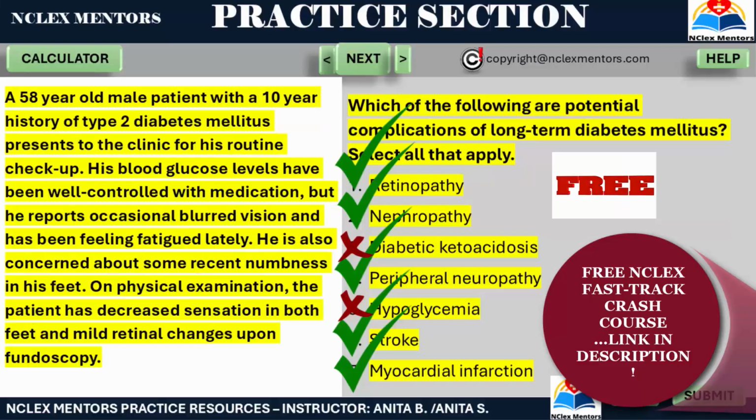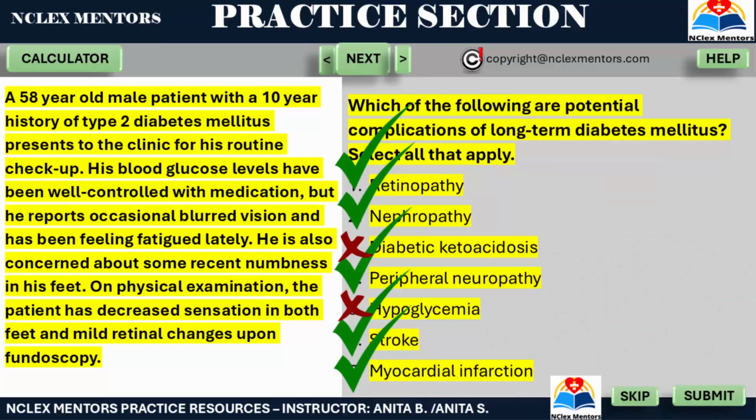A 58-year-old male patient with a 10-year history of type 2 diabetes mellitus presents to the clinic for his routine checkup. His blood glucose levels have been well controlled with medication, but he reports occasional blurred vision and has been feeling fatigued lately. He is also concerned about some recent numbness in his feet. On physical examination, the patient has decreased sensation in both feet and mild retinal changes upon fundoscopy. Which of the following are potential complications of long-term diabetes mellitus?